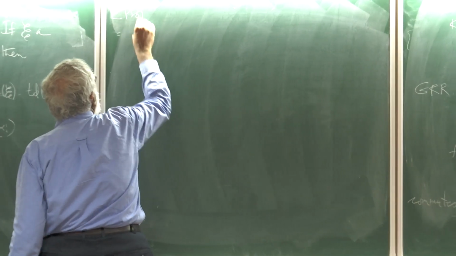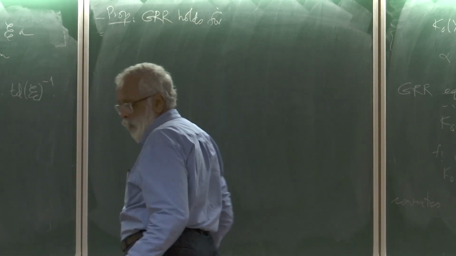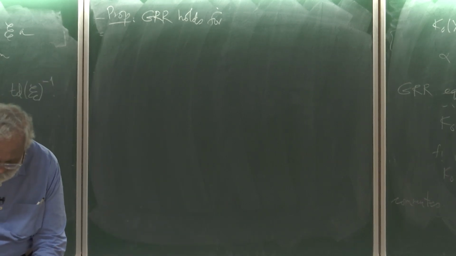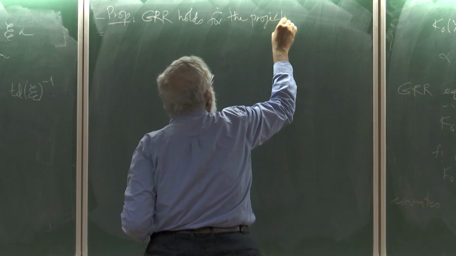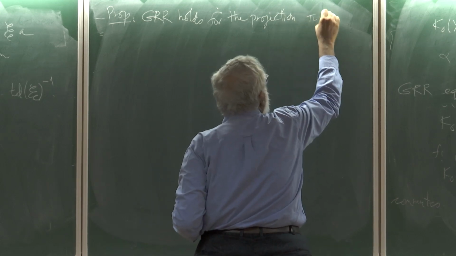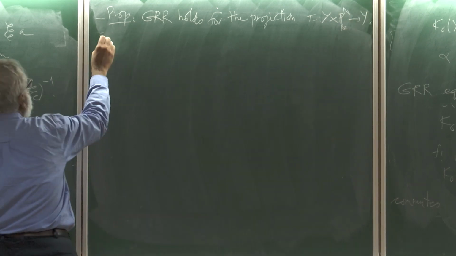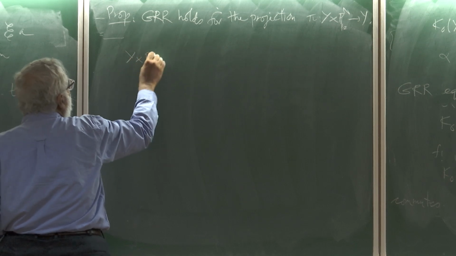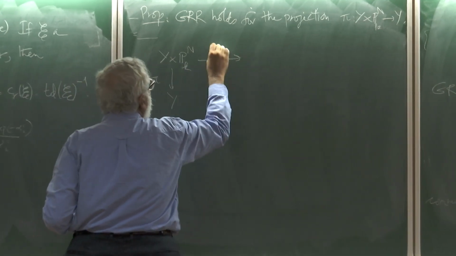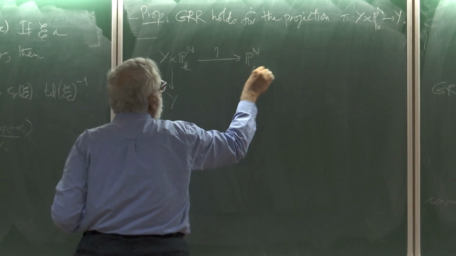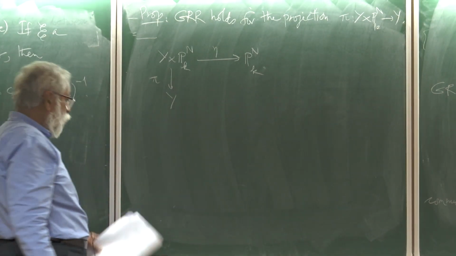So, proposition: GRR holds for the projection by Y cross Pn to Y. Of course, I also have the other projection to projective space. So I'm going to use that.